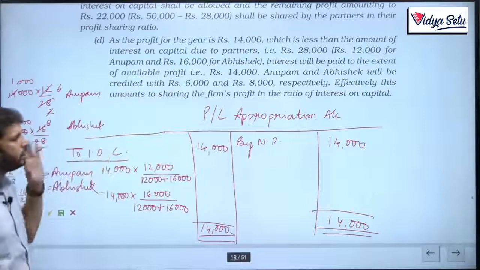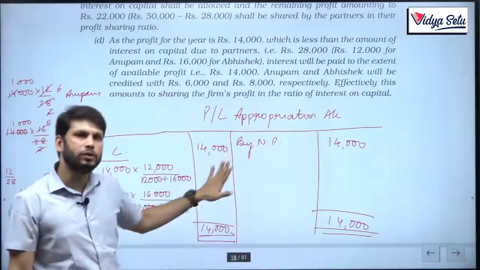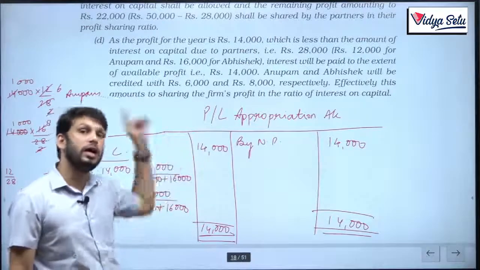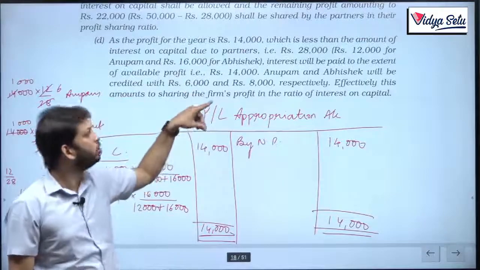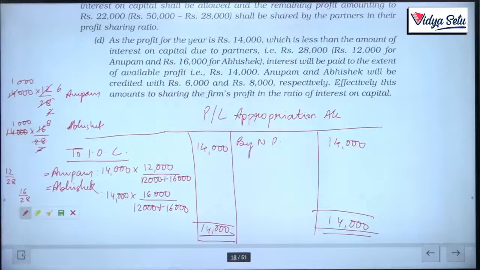Do remember that if the profit is less, the entire profit will be given as interest on capital to the partners. But they will not get it in the profit sharing ratio. They will get the profits in their interest sharing ratio. Copy down.